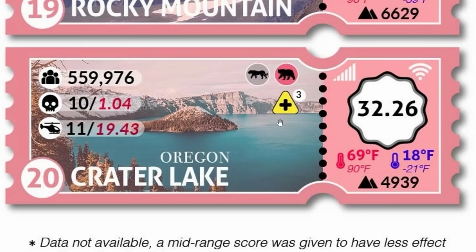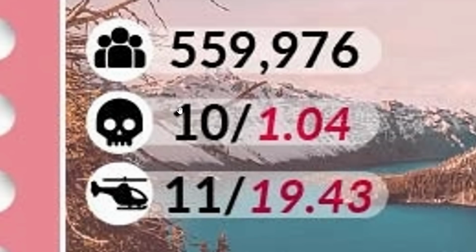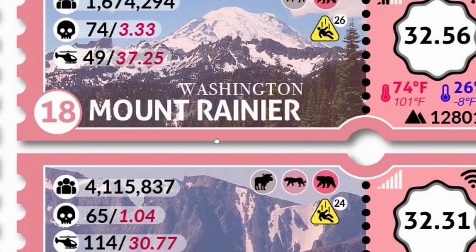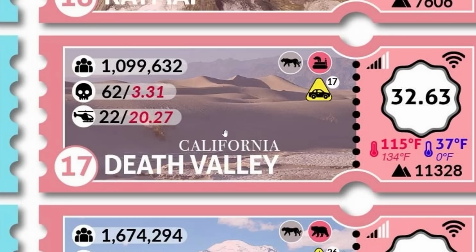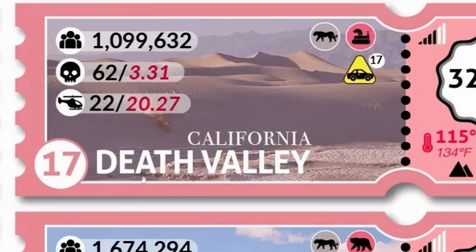As for the most dangerous, in the 20th spot, we have Crater Lake in Oregon. Part of the problem is how many people visit versus how many casualties they've had. Sometimes just not a lot of people visit the place. The Rocky Mountains in Colorado, as well as Mount Rainier in Washington. Surprisingly, Death Valley is not number one, just considering their name.